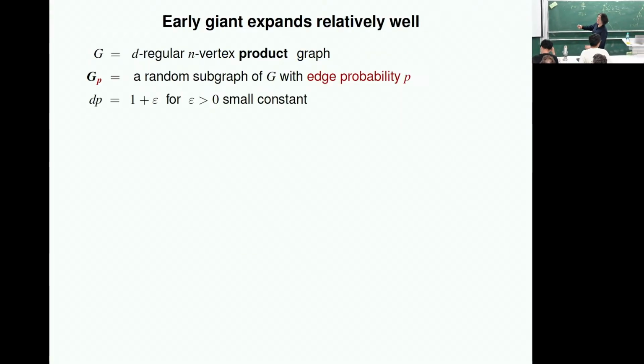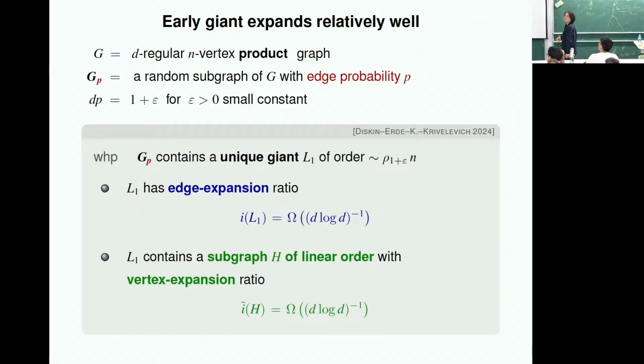Now G is no longer just a hypercube, but the Cartesian product of the things that we have seen. What I just abbreviated as a d-regular n-vertex product graph, but this is exactly the thing that I was talking about before, in a slide before. Now we take a random subgraph of that with edge probability p. Then we look at this early giant phase, namely just above the supercritical regime, the so-called barely supercritical regime. Then the giant expands pretty well.